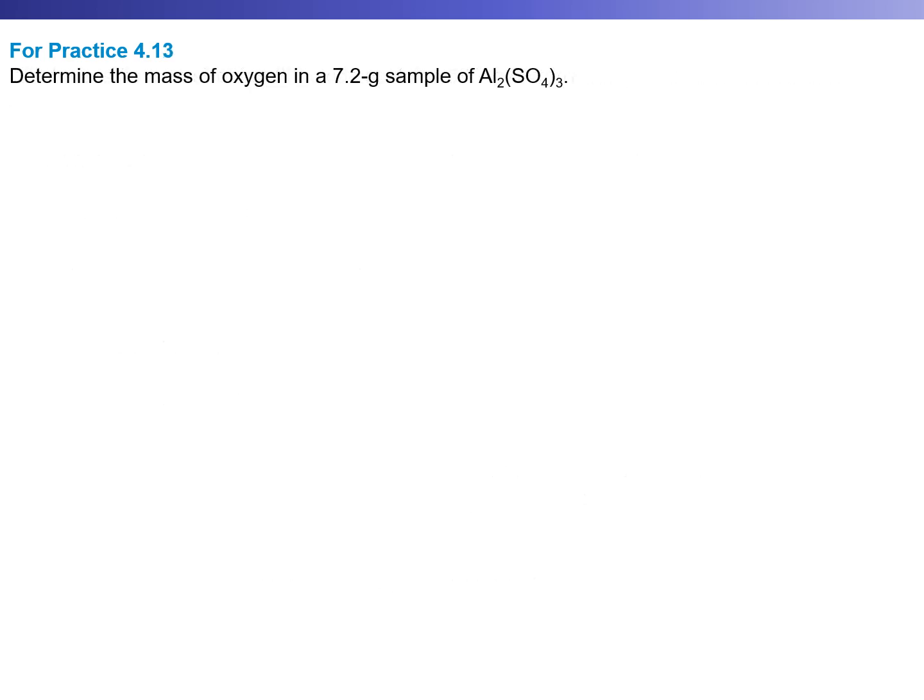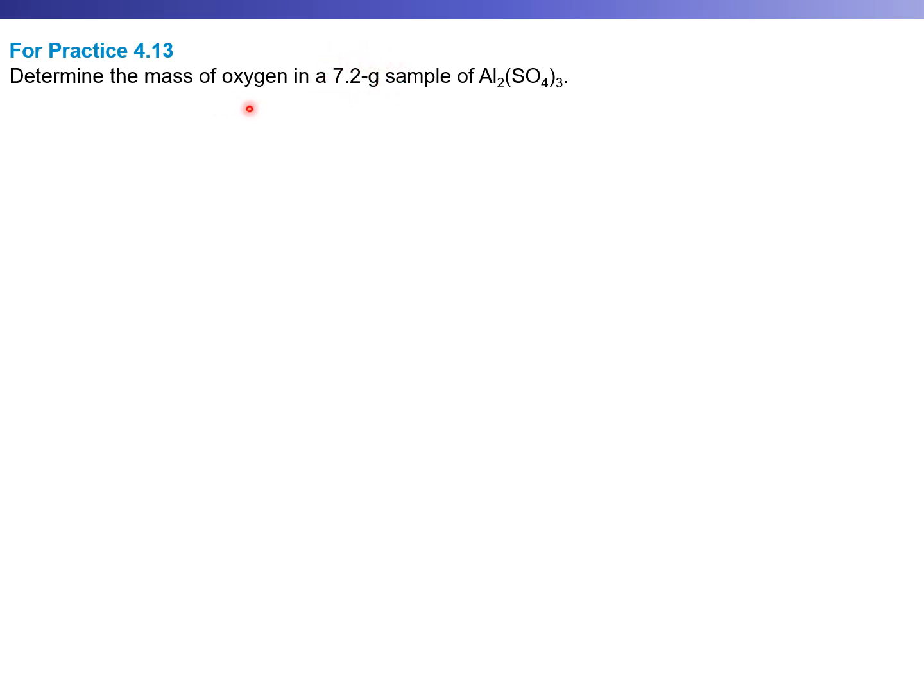So in problem 4.13, they want us to determine the mass of oxygen in a sample of 7.2 grams of aluminum sulfate. So we're looking at basically the same thing that we've been looking at in the previous problems, where we need to know the percentage of oxygen in this molecule, and then figure out how much of it is in a 7.2 gram sample.